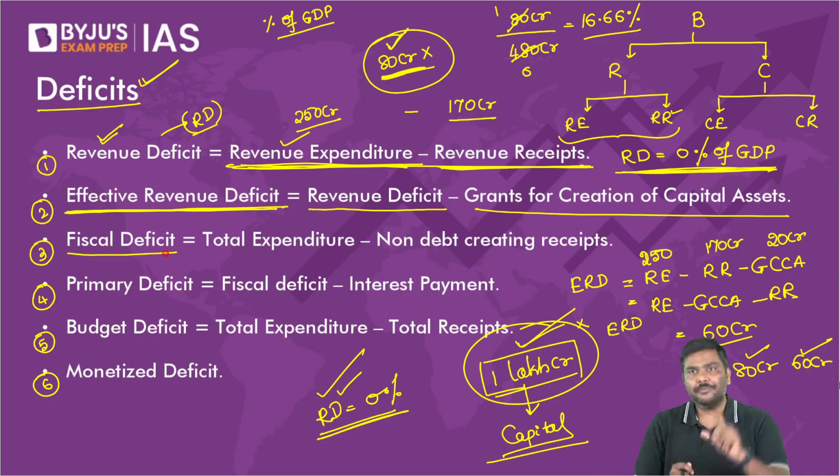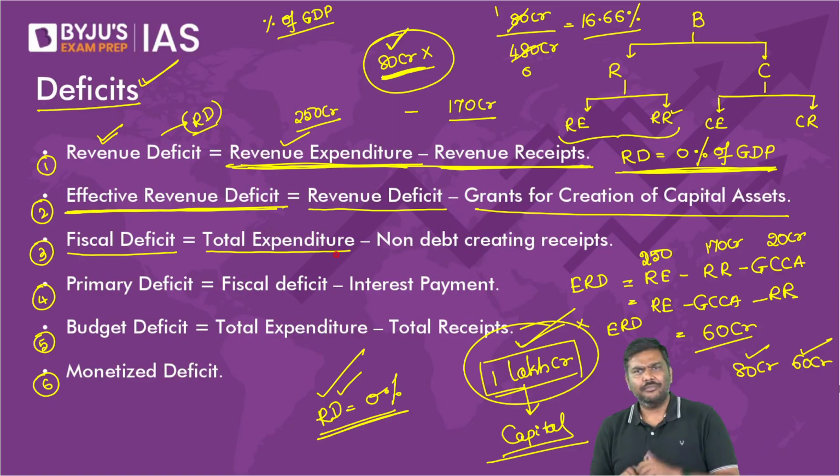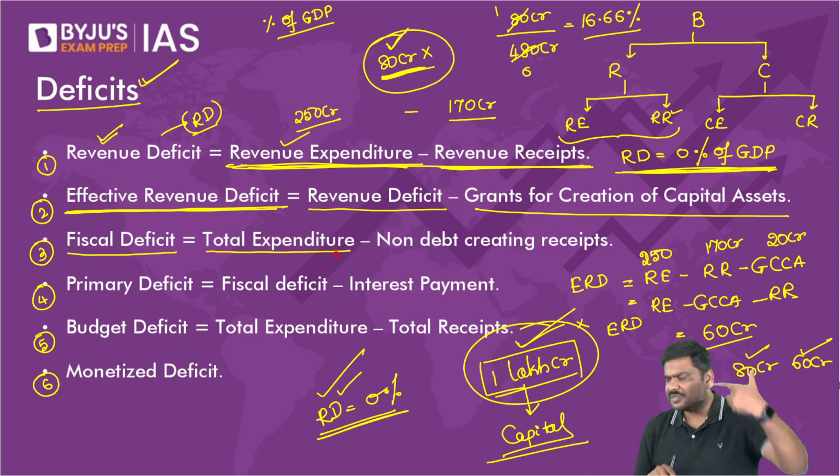How do I prove it? Let me show it to you. Total expenditure. What is the total expenditure by the government of India? Capital expenditure and revenue expenditure. Correct? Total expenditure is nothing but sum total of capital expenditure and revenue expenditure.